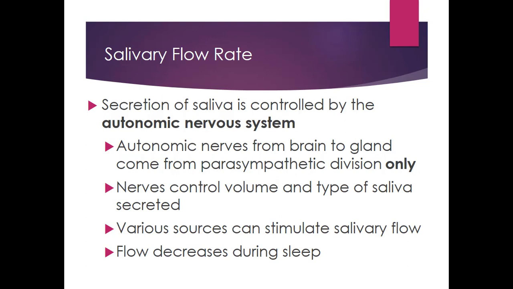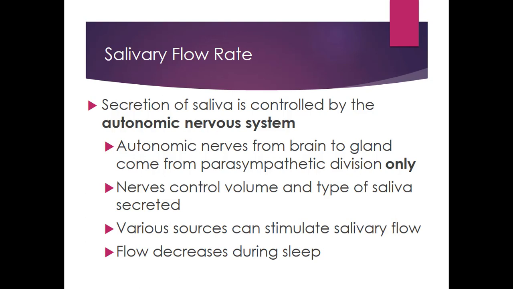So secretion of saliva is controlled by the autonomic nervous system. Think autonomic, think automatic. You don't have to think about increasing your salivary flow rate. It happens with sensory input from the mouth and your environment. So autonomic nerves from the brain to the gland come from the parasympathetic division only. We're going to learn a lot more about this when we talk about nerves in a couple weeks. So nerves control the volume and type of saliva secreted.